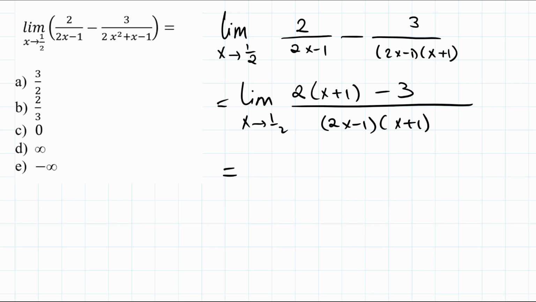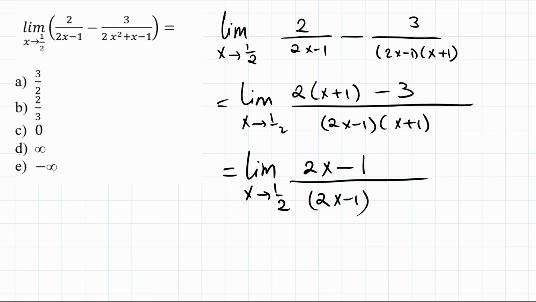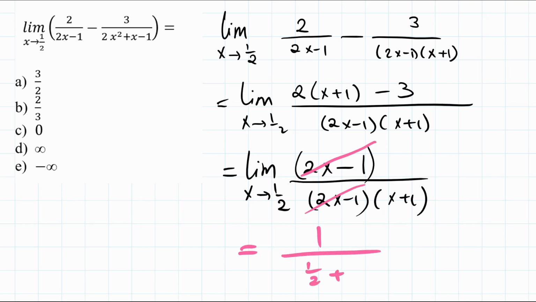Okay, simplifying this expression further, this is the limit as x goes to 1/2 of 2x plus 2 minus 3, which gives 2x minus 1. The denominator is also 2x minus 1 multiplied by x plus 1. You can also use parentheses here. Now it's time to cancel 2x minus 1 with 2x minus 1, because that is not 0. It is approaching 0 but not exactly 0. And if you substitute x equal to 1/2, you get 1 over 1/2 plus 1, which is 3 over 2, and the result is going to be 2/3.